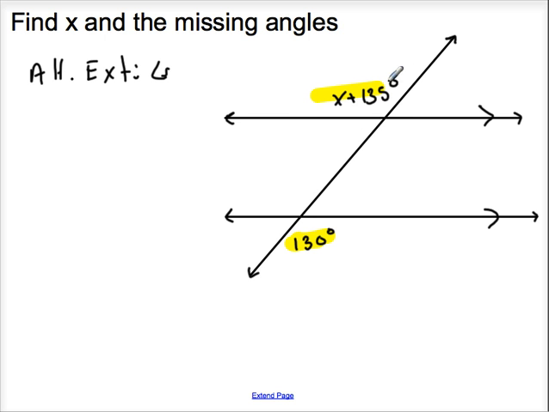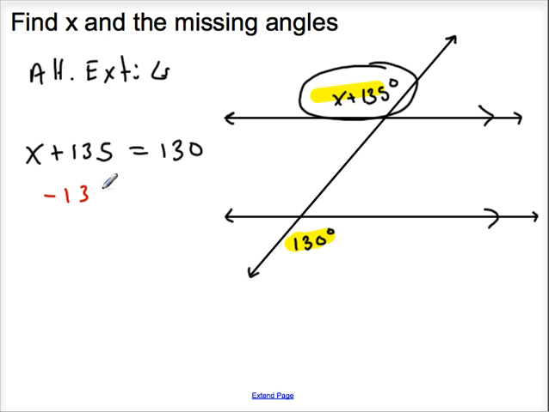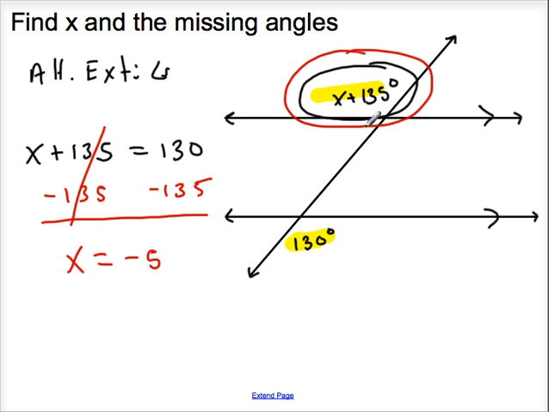That means they're equal to one another. So I could say that this angle here, x plus 135, is equal to what? 130. Very good. Then solve for x: minus 135 on both sides, x equals negative 5. Remember, your x value can be negative, but your angle cannot. If you plug negative 5 back into this equation, you'll have negative 5 plus 135, and you should get 130 degrees, just to check your work.